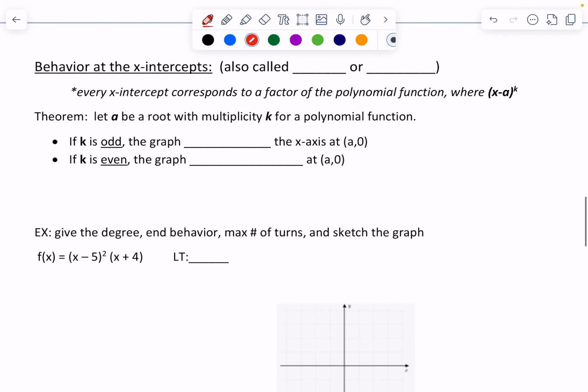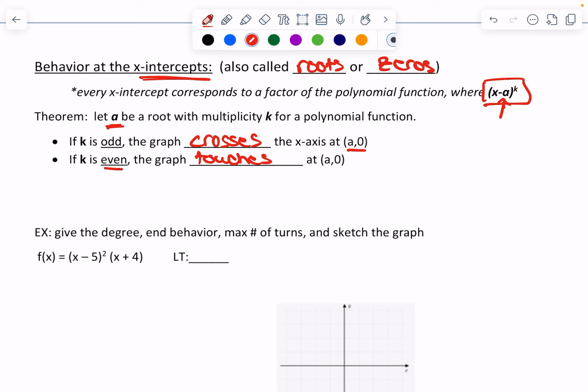Now, these are also called roots or zeros. So that's the exact same thing when the x-intercept is the same as a root or a zero. So every x-intercept corresponds to a factor of the polynomial function where x minus a inside parentheses to the power of k. So theorem, let a be the root with multiplicity k for the polynomial function. And again, notice that when a is the root, this is a negative, but the a is going to be a positive. We'll look at that. So if k is odd, the graph crosses the x-axis at a0. If k is even, the graph touches at a0 and turns around.